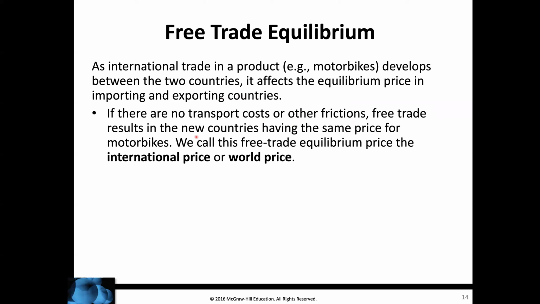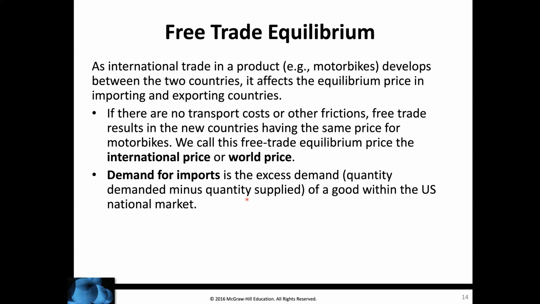Free trade results in the two countries having the same price for motorbikes. So eventually both countries will reach an equilibrium price, and they'll end up having the same price for motorbikes. We call this the free trade equilibrium price, the international price or the world price.